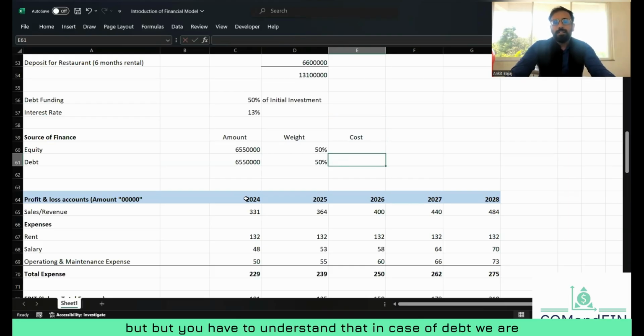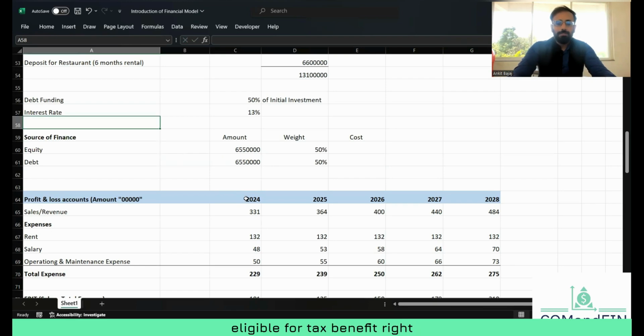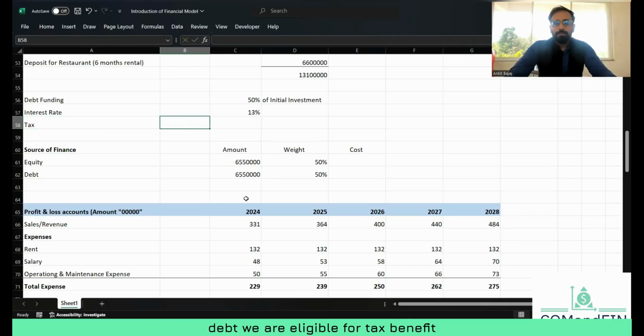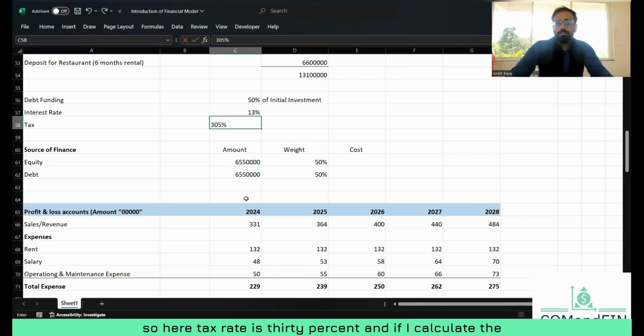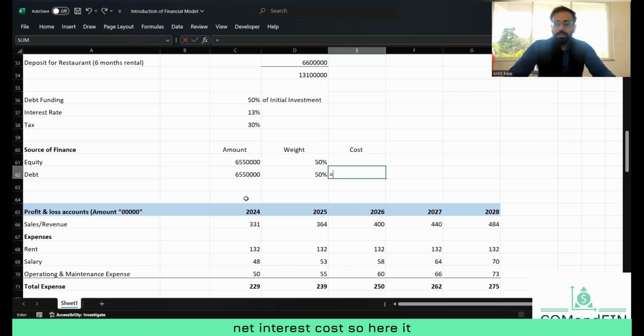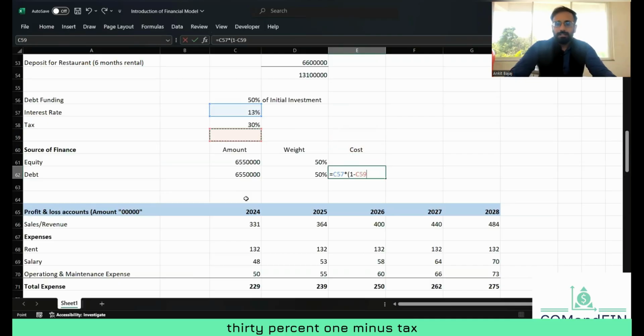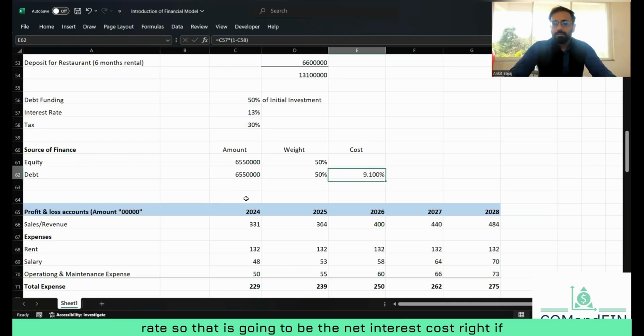But you have to understand that in case of debt, we are eligible for tax benefit. This I have discussed in detail. In case of debt, we are eligible for tax benefit. So here the tax rate is 30%, and if I calculate the net interest cost, it is going to be 13% multiplied by 1 minus 30%, 1 minus tax rate. So that is going to be the net interest cost.